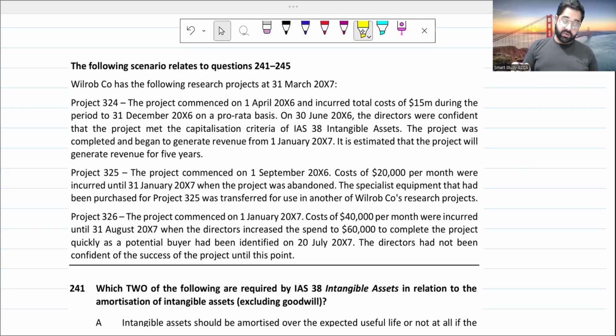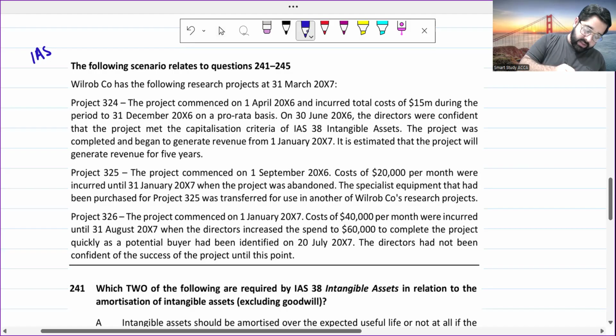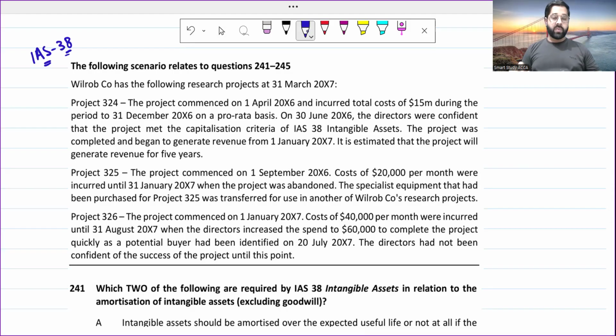Now MTQ number 2. This MTQ covers IAS 38 intangible assets, right? So if you want to open the notes, please open the rules of IAS 38 intangible assets. The following scenario relates to questions 241 to 245. These MTQs are from your Kaplan kit.